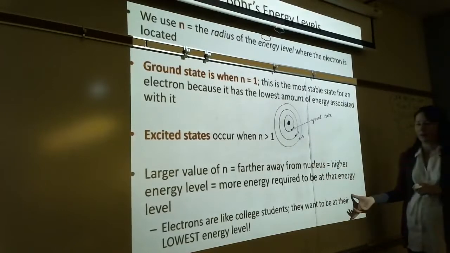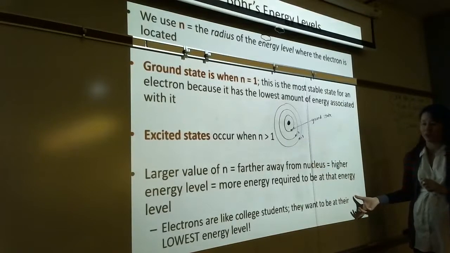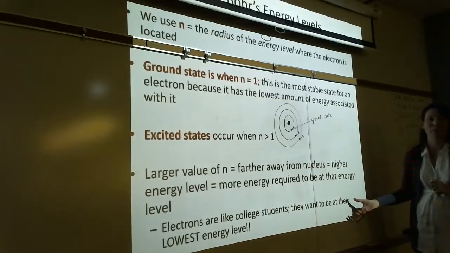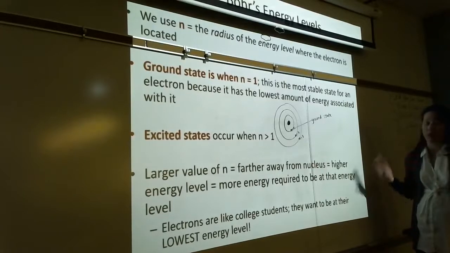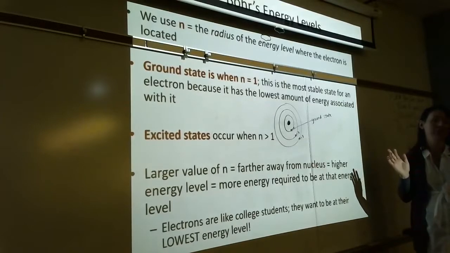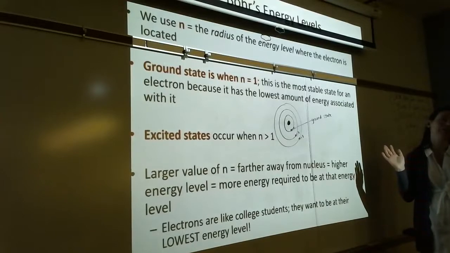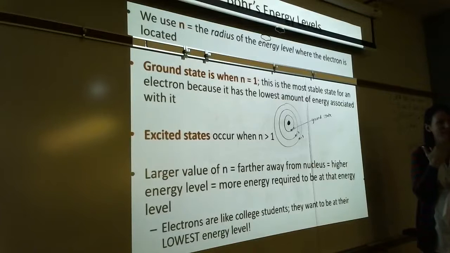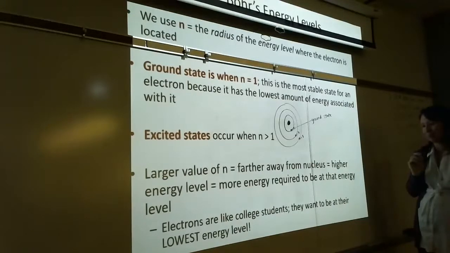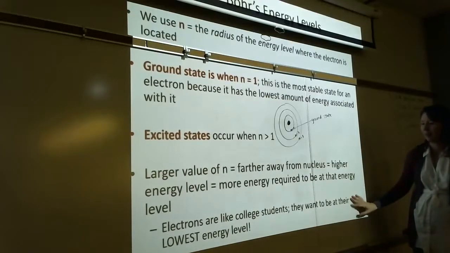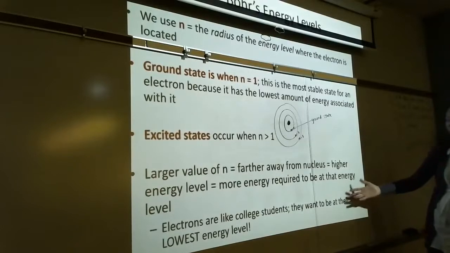So, electrons are like college students who are at their lowest energy level. I feel like that's just, electrons are like people. I don't think it's specific to college students. I think it's just people, right? We want to be at our lowest energy level. I know if I have the choice of lounging around and relaxing or, I don't know, mowing the grass, I think I'm going to take lounging around, but probably should mow the grass. Right? I think this is analogous to anybody.